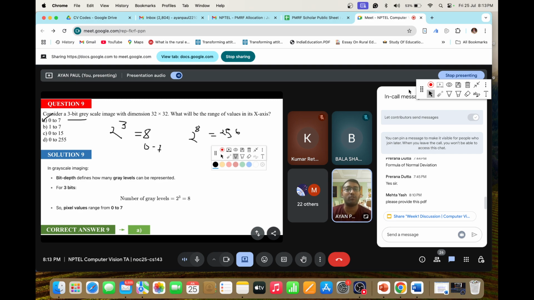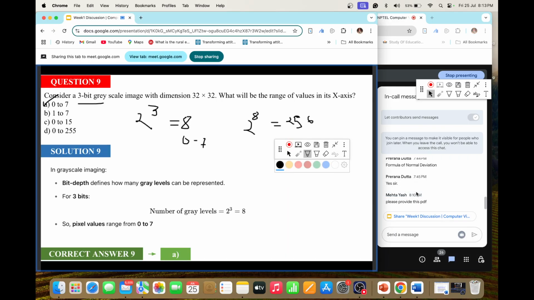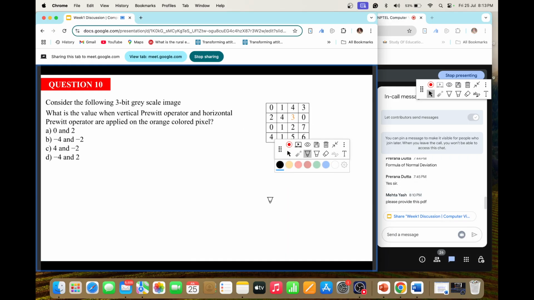So our pixel values can range from 0 to 7. Okay, so this is the thing. I hope it is clear to all of you. Now moving on to the next question. Now this is the last question.